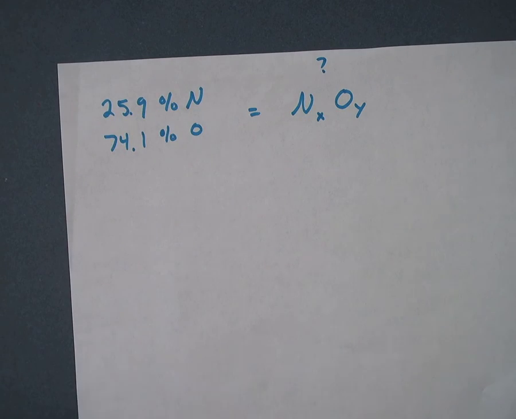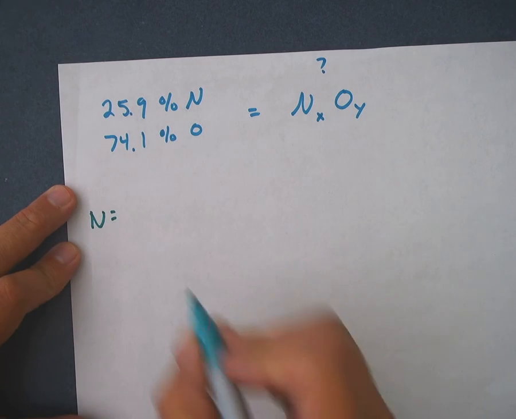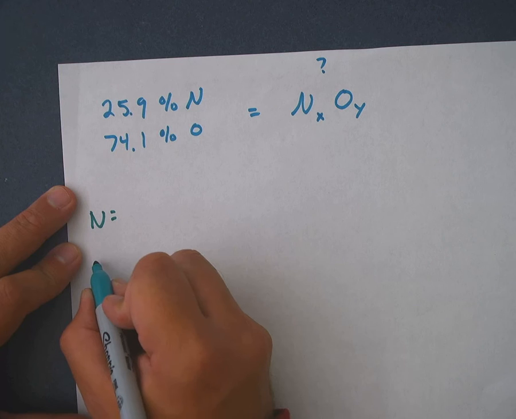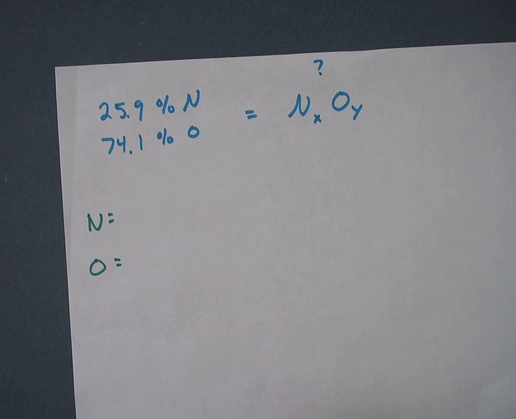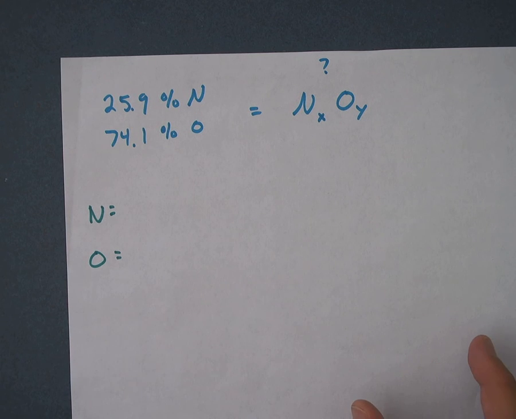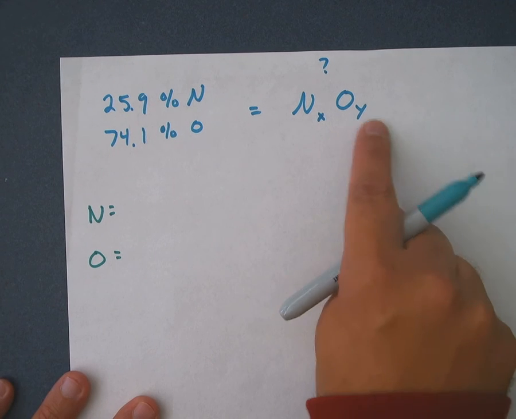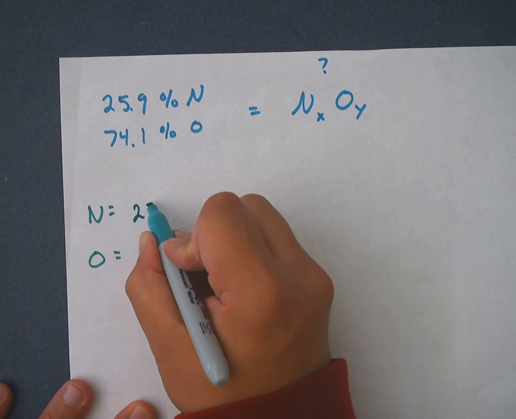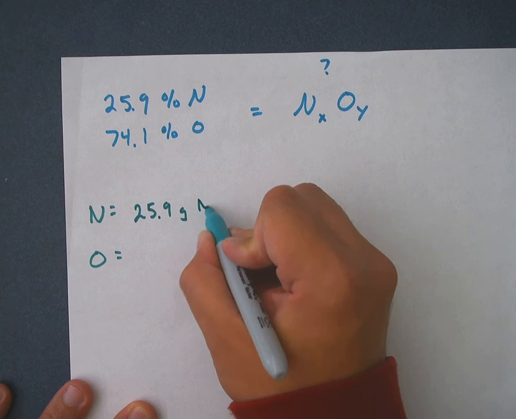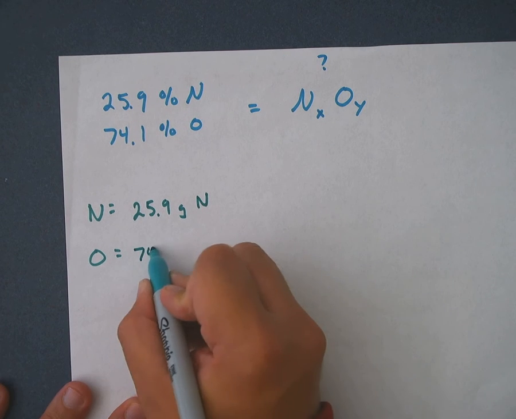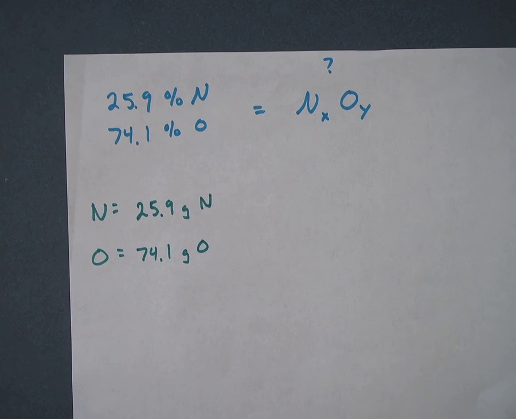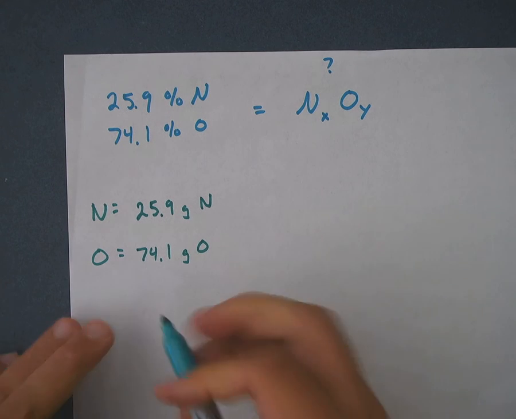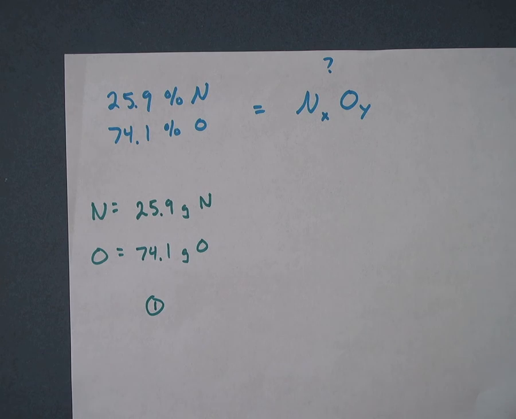So we can kind of cheat with step 1 and say, well, you know what? If I weighed exactly 100 pounds and I was 24% body fat, I know I actually have exactly 24 pounds of fat on my body. And so we can do the same thing. Let's pretend we had 100 grams of this unknown substance. Well, we would know that 25.9 grams would be nitrogen and 74.1 grams would be oxygen. Okay. Step 1, complete. You just copy the numbers.